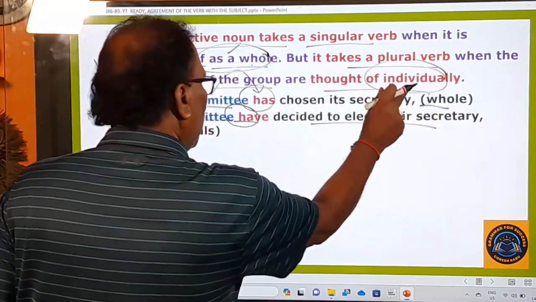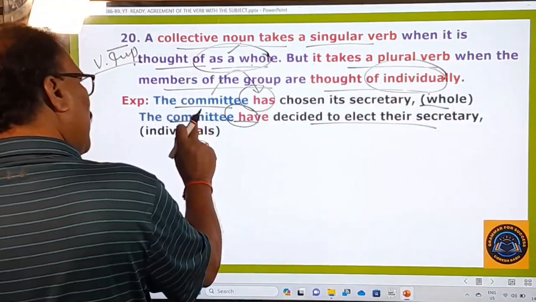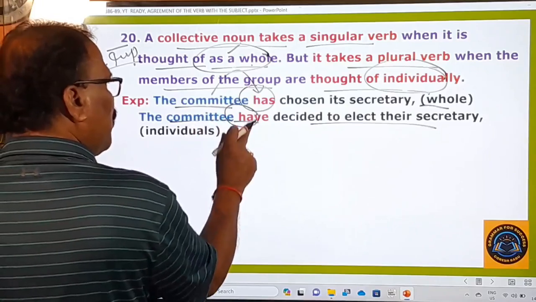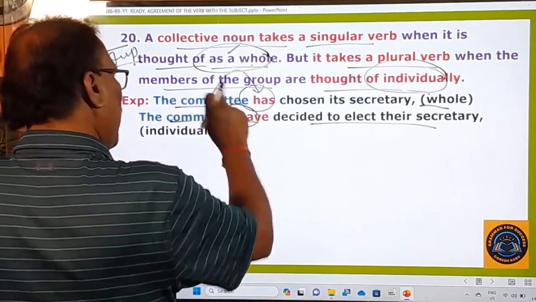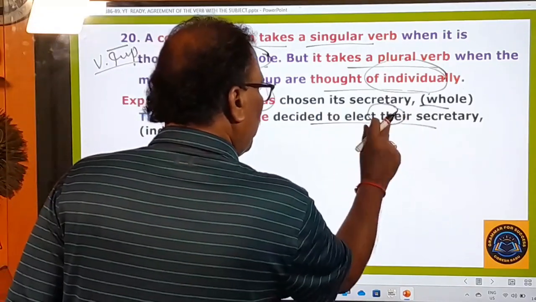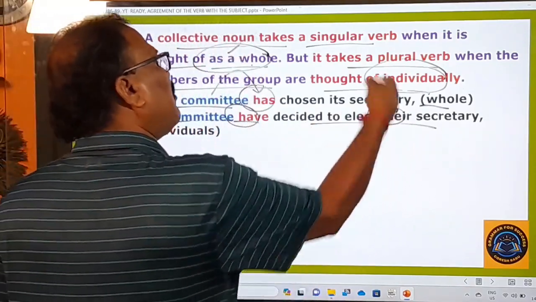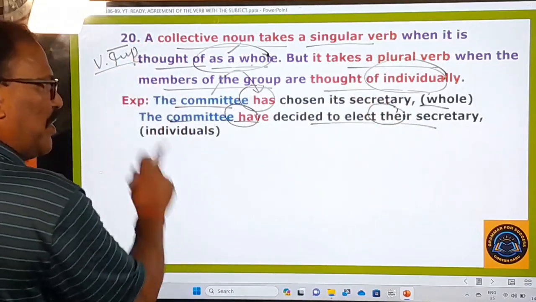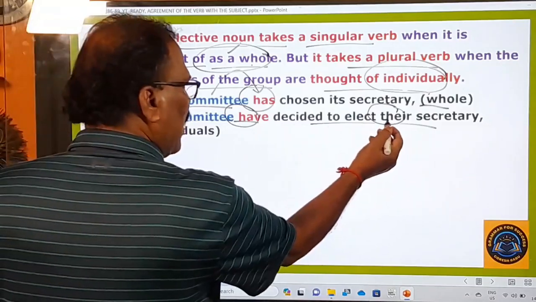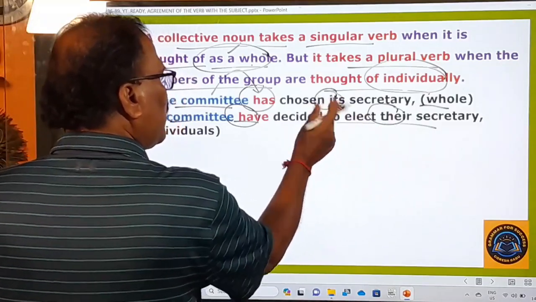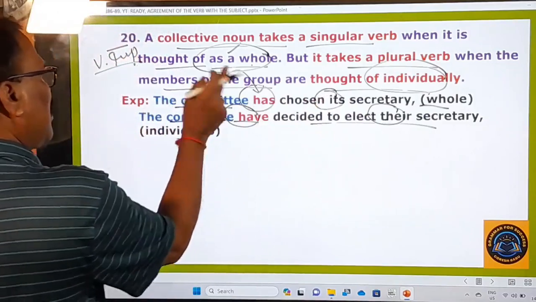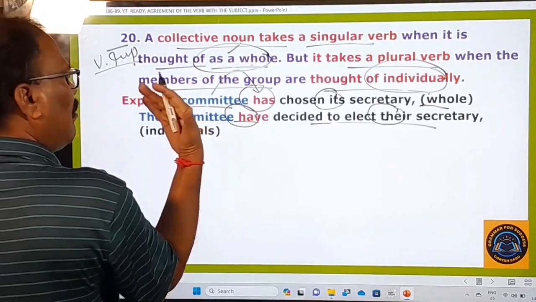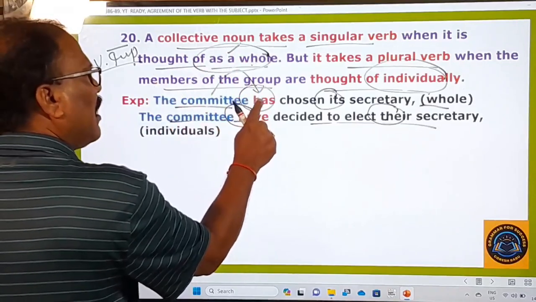Please remember these 2 things. When you think of this group individually, then you say have. The plural verb must be used here. So committee has is correct, committee have is correct, and here you see the plural pronoun, decided to elect their secretary. So whenever you find this, you must think of the members of the group individually. But here it is singular, which means this committee is thought of as a single unit or as a single group, and that's why you have to use a singular helping verb, right?